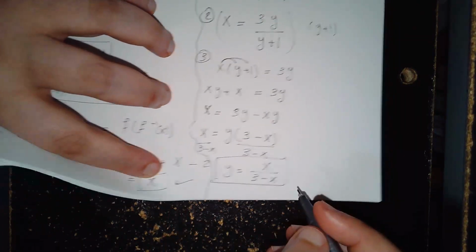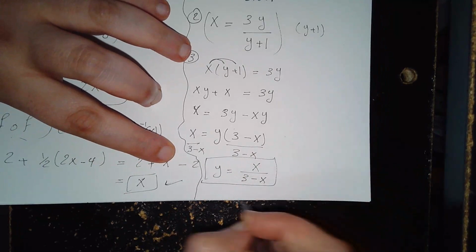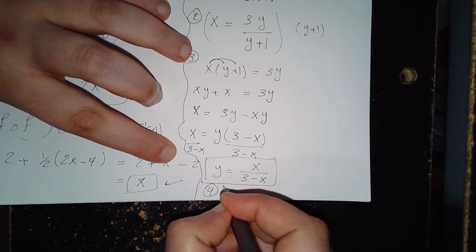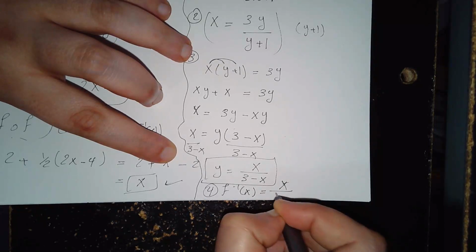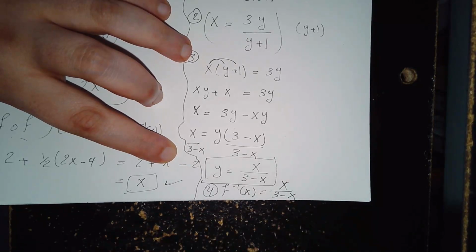Are we done? Nope. One more step, if you guys remember. Step 4. F inverse of x equals x over 3 minus x. That's your answer. Okay?